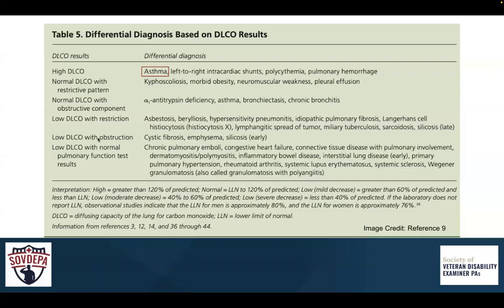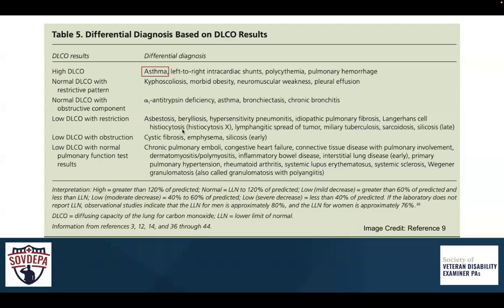I don't typically need a low DLCO to make a diagnosis of emphysema, because they'll typically show up on chest imaging, chest x-ray even. But DLCO is most helpful to order when you have a restrictive pattern on spirometry results, and especially also if the patient's obese.